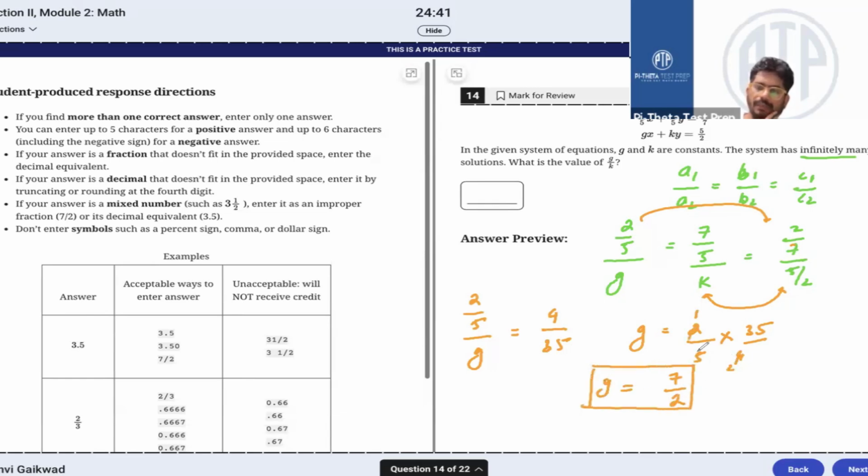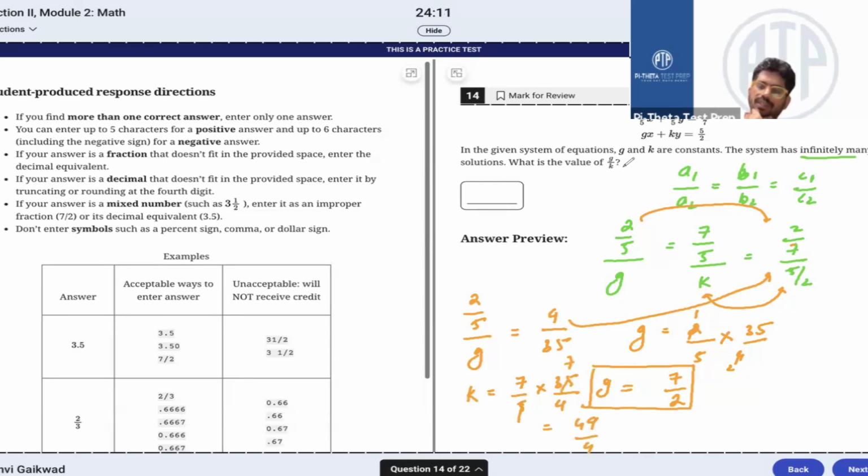Now we have to work for k. How to work for k is, again, we can just write here that 7 by 5 and this was your 4 upon 35. So this already, this is 4 upon 35, right? This part is 4 upon 35. So I can just say your k is 7 by 5 into 35 by 4, right? That makes it very simple. This is nothing but 7. So that makes it 49 by 4.